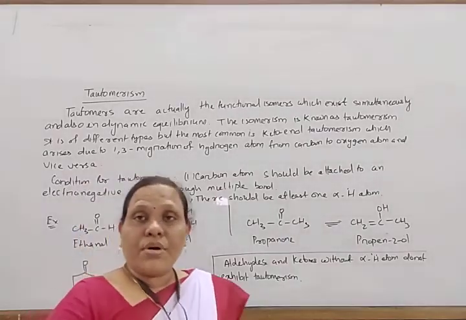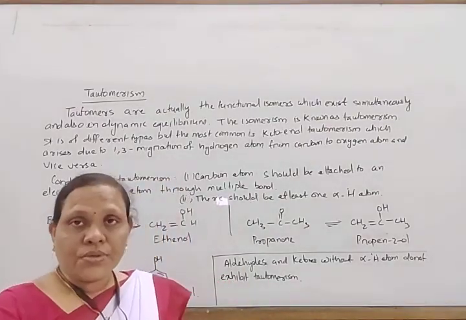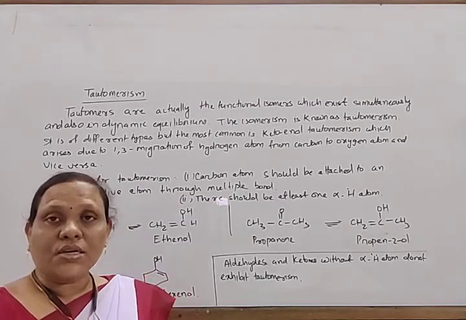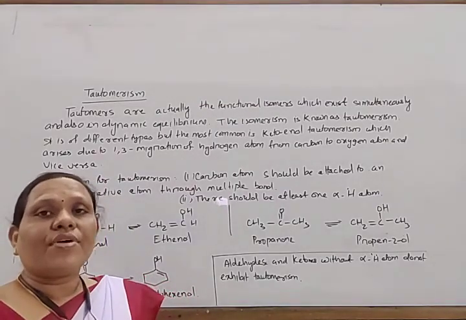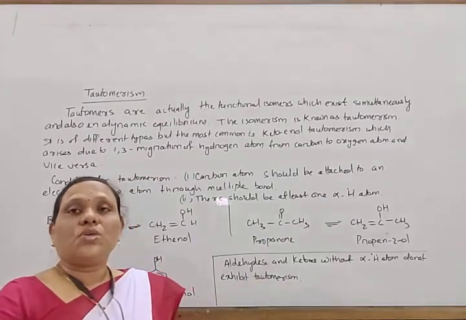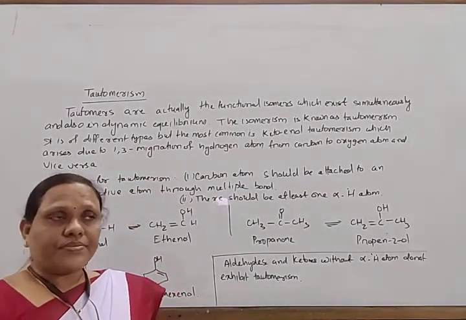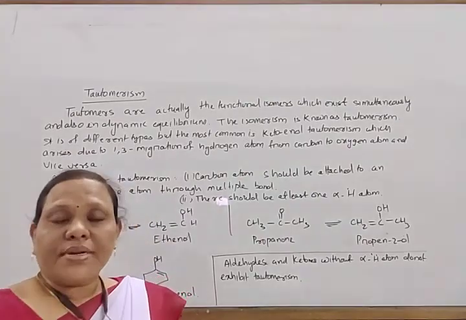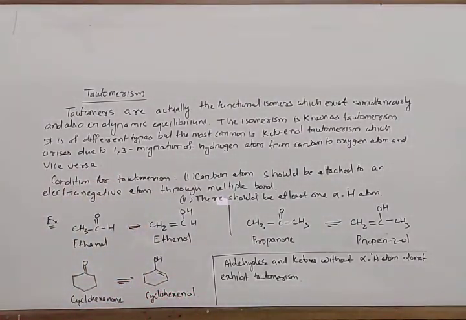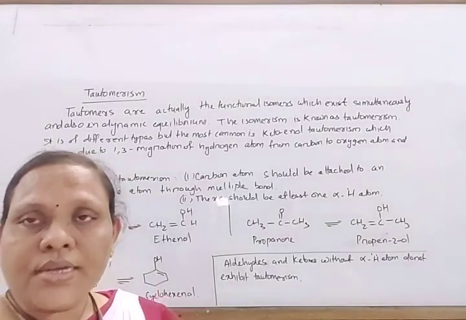But the aldehydes and ketones which do not have an alpha hydrogen atom do not exhibit this tautomerism. So these are your different types of structural isomerism. So note down this.